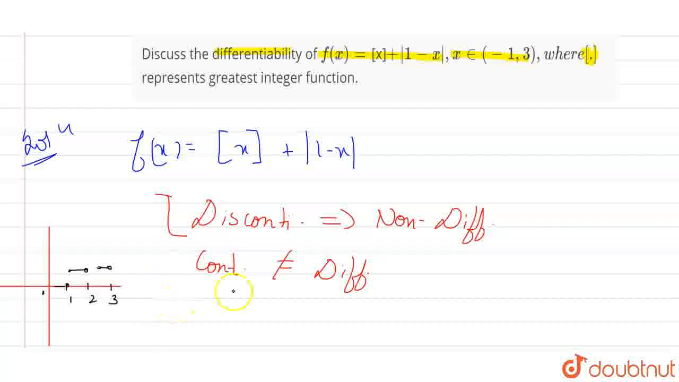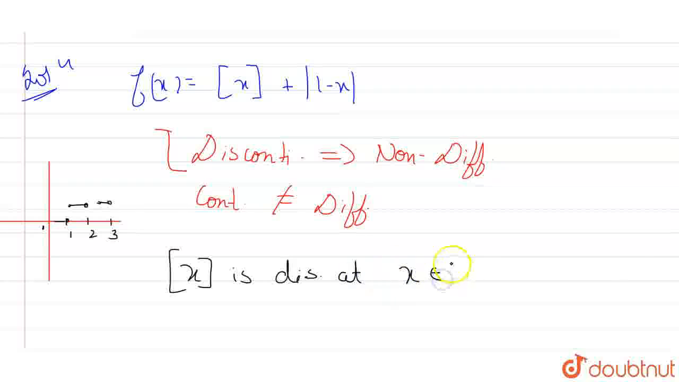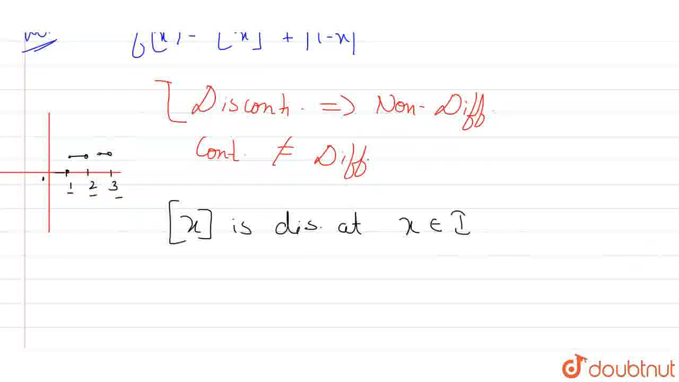But we can also observe from this greatest integer function that it is always discontinuous wherever x belongs to I, where I is the set of integers, which are basically 1, 2, and 3. So on any integral value, the greatest integer function is always discontinuous. It means that f(x) is also discontinuous at x equal to where?